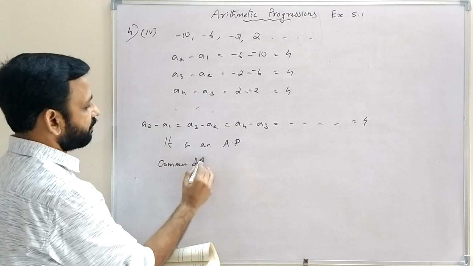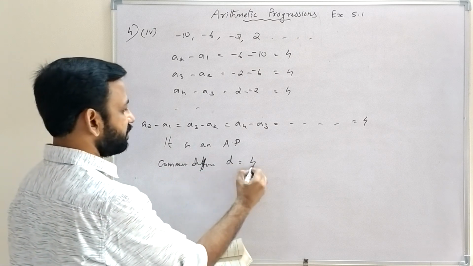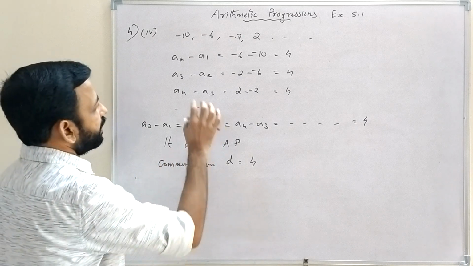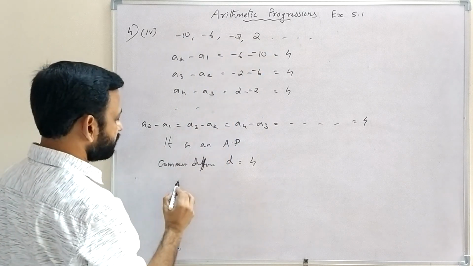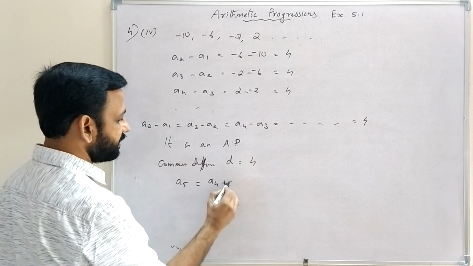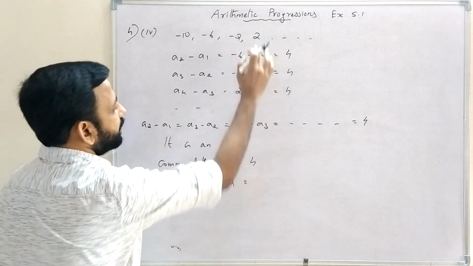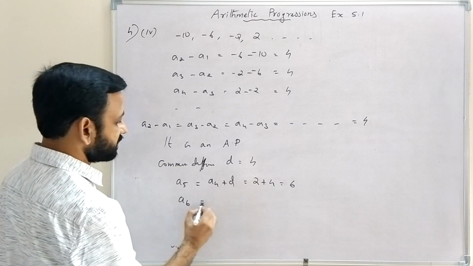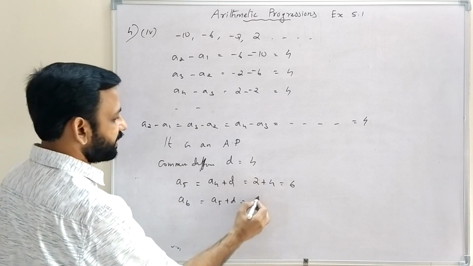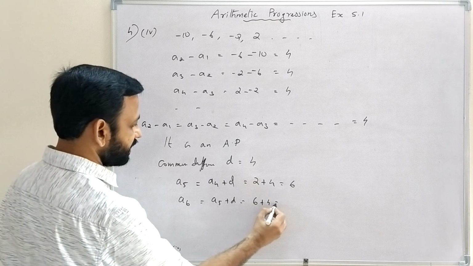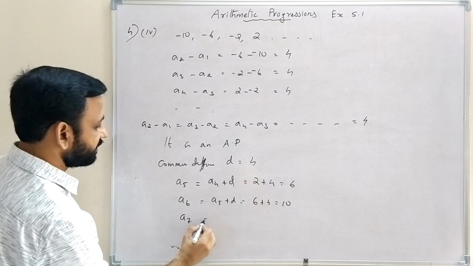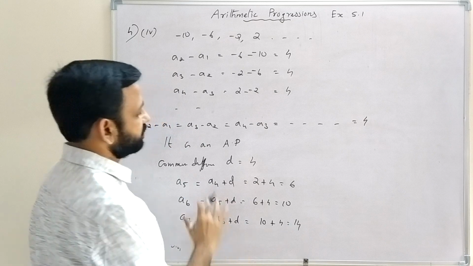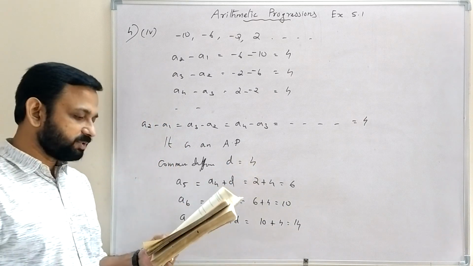So the common difference, we already got. Common difference D is equal to 4. And write 3 more terms. So A1, A2, A3, A4. Then A5 is A4 plus D. A4 is 2, plus 4, that is 6. Then A6 is A5 plus D, that is 6 plus 4, that is 10. Then A7 is A6 plus D, that is 10 plus 4, that is 14. So these are the next 3 terms of this AP.